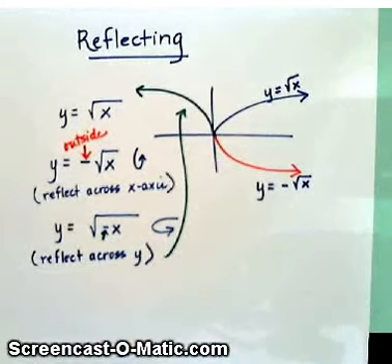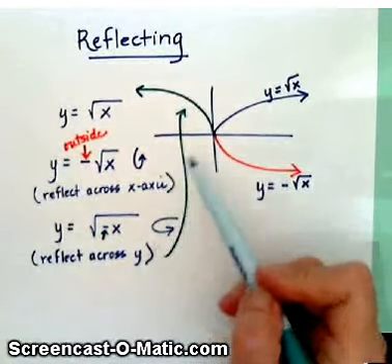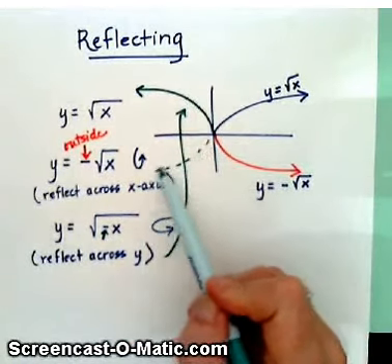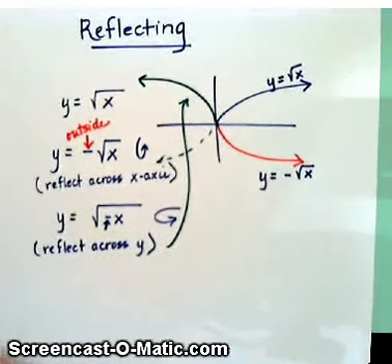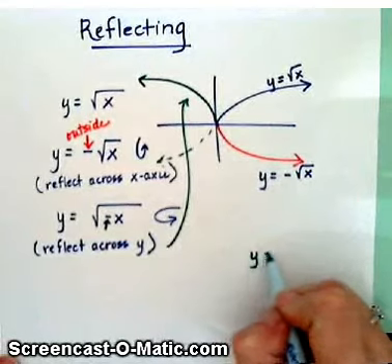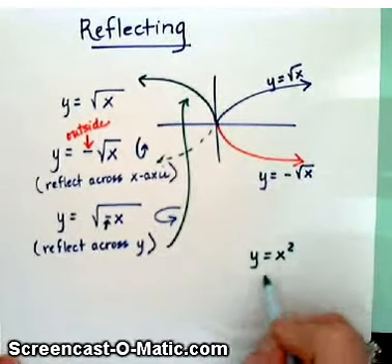And of course, if you did them both, you would be flipping and turning and you'd end up down here, but that's another day. Now, some graphs don't reflect. For example, our most favorite graph, y equals x squared. Look what happens to it.